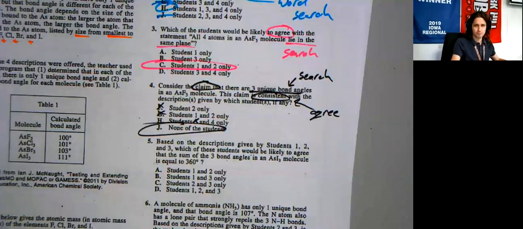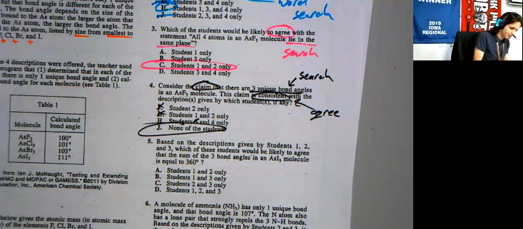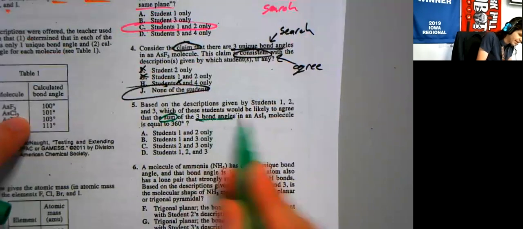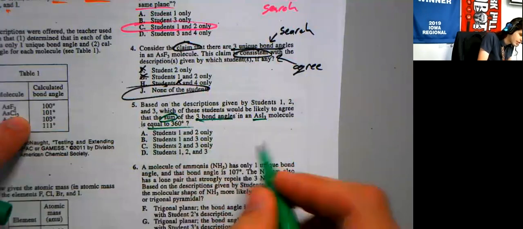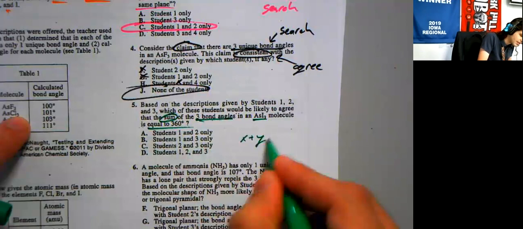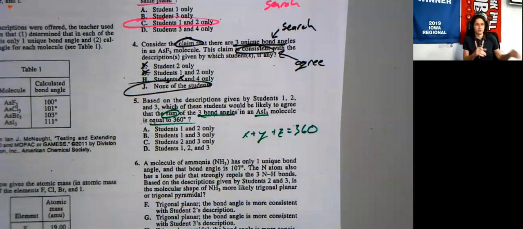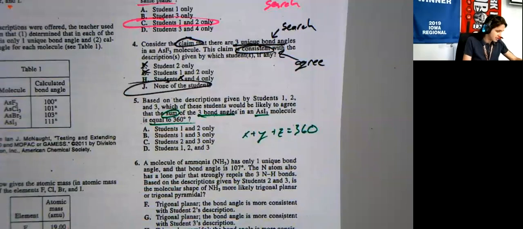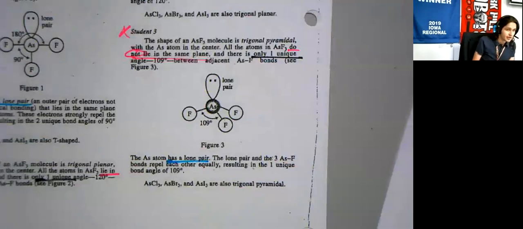3 more to go. Almost there. Based on the descriptions given by students 1 and 2 and 3, which of the students would be likely to agree that the sum of the 3 bond angles in an AsF3 molecule is equal to 360? So X plus Y plus Z equals 360. Look at your answer options, 1, 2, or 3, so I don't need to consider 4.